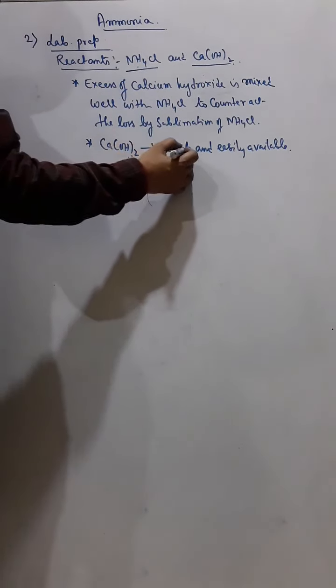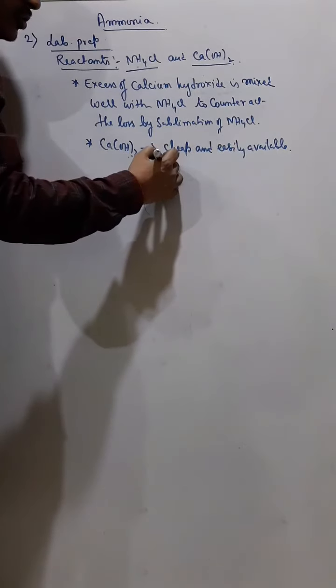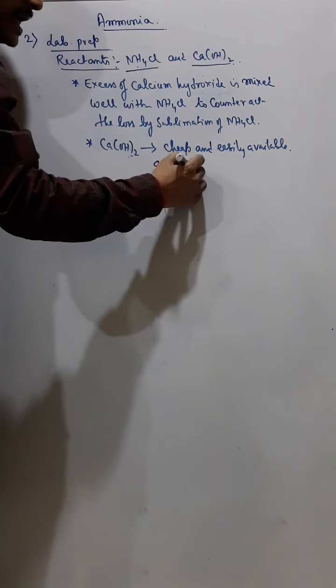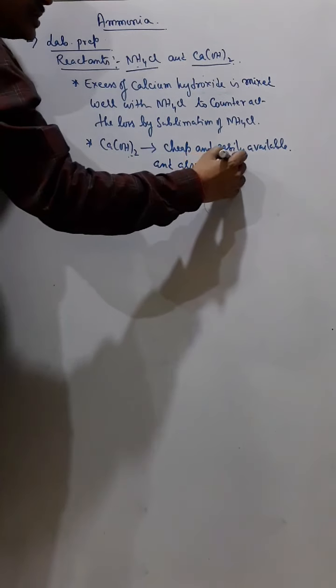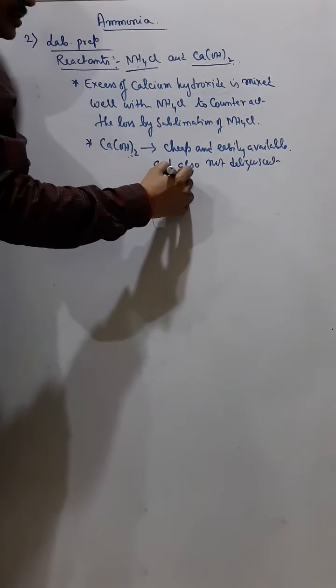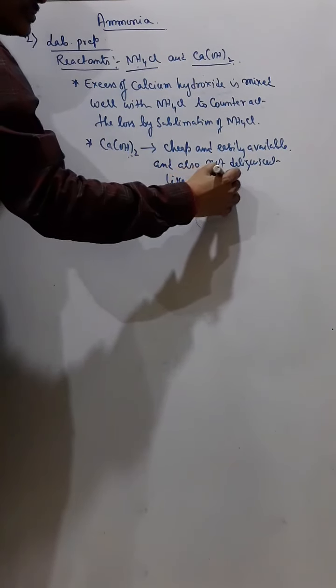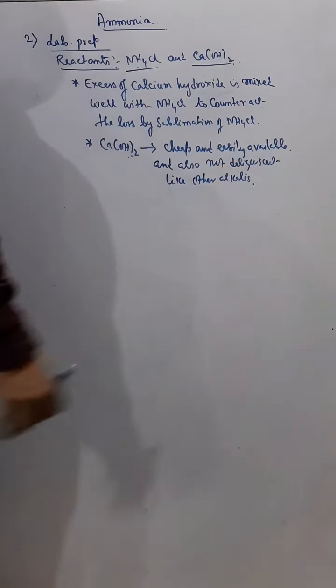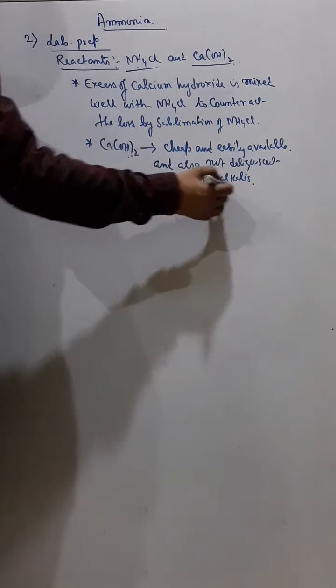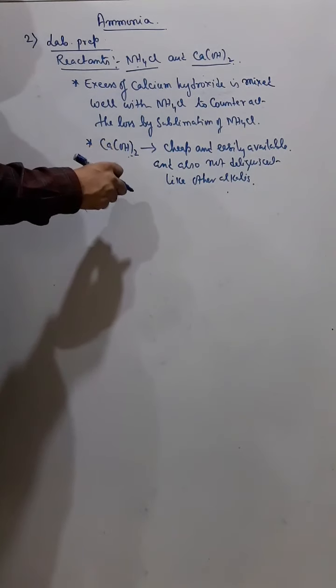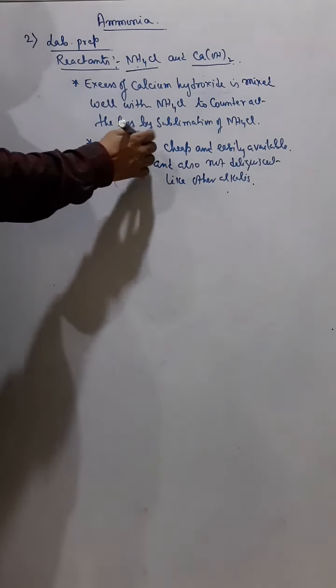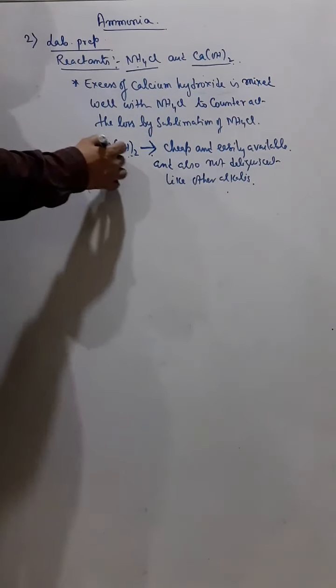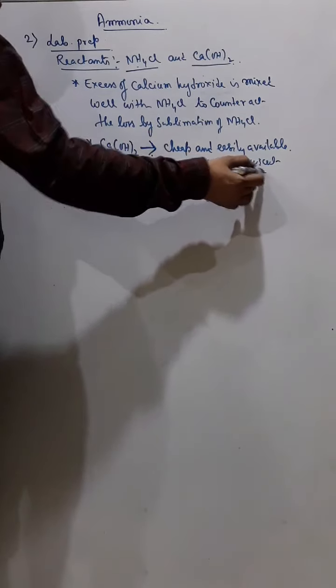Calcium hydroxide is cheap and easily available, and also not deliquescent, like other alkalis. NaOH and KOH are deliquescent, so they absorb water. Therefore the reaction does not occur properly. And calcium hydroxide is not deliquescent, and it is also cheap and easily available.